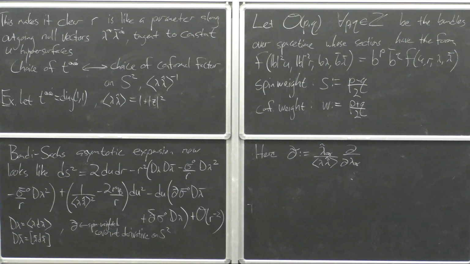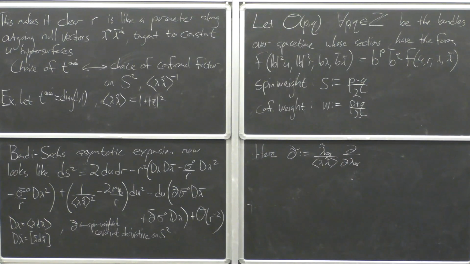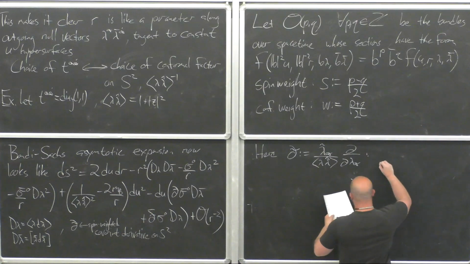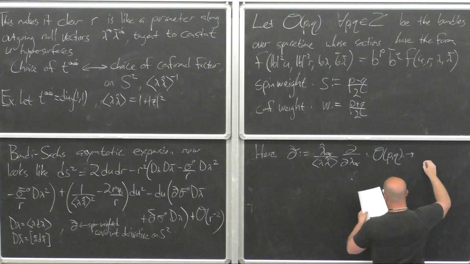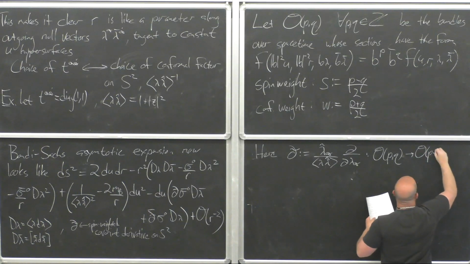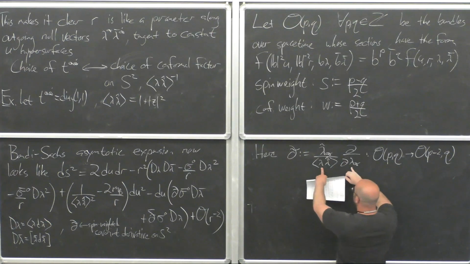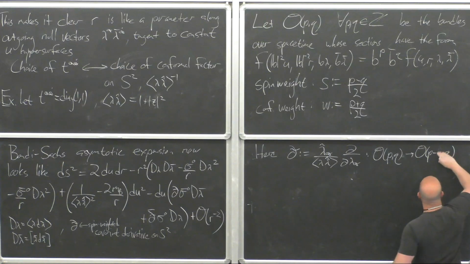The advantage of writing it in terms of these homogeneous coordinates is that you don't have to keep explicit track of the spin weight of the thing you're operating on anymore. It does that for you. Okay. So this thing, as a differential operator, if you like, sends things that are in O(P,Q) to things that are in O(P minus 1, Q), because it lowers the weight in lambda by 1.